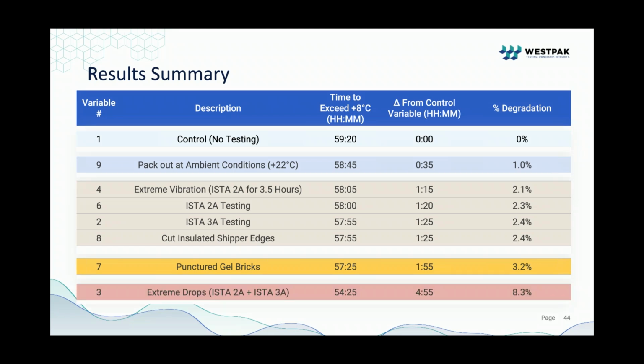And then finally, we have the most extreme case of we take the shipper, we're beating it up, ISTA 2A, ISTA 3A, seeing all the drops, all the vibration, and it failed at 5 hours before the control shipper. And with this degradation, we have a 8.3% degradation. So if you think about this in, I would say, the distribution, this is the difference between shipping a FedEx first overnight, where you have that really, really early delivery versus just a FedEx anytime overnight, where you might have that late delivery. So that is the data in number format with the degradation and how much earlier it failed at.